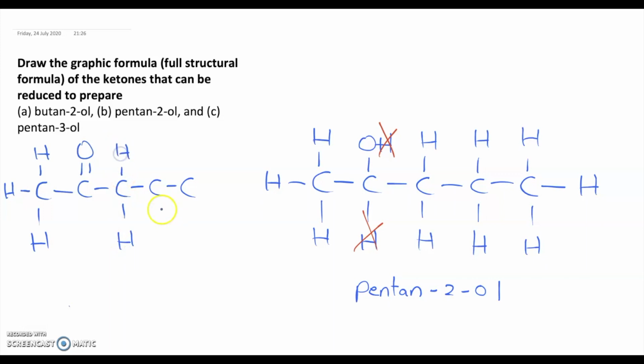where the C double bond O is on carbon 3, and that's called pentan-3-one. So this time I can't just call it pentanone, I have to call the ketone pentan-2-one. So when pentan-2-one is reduced, I will get the secondary alcohol pentan-2-ol.